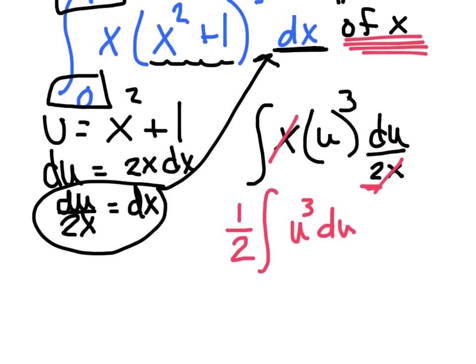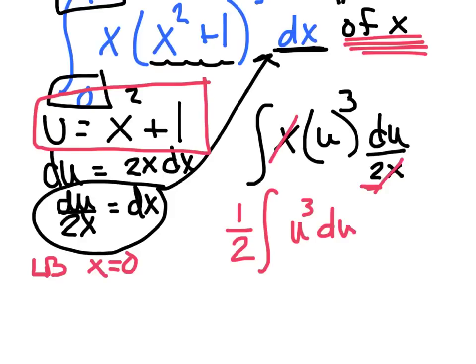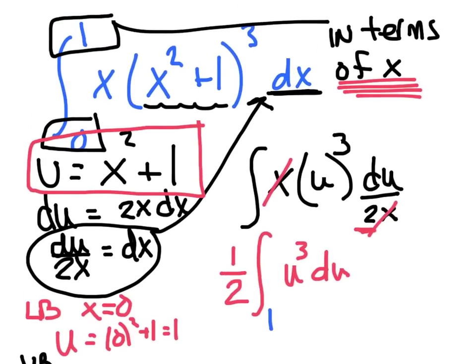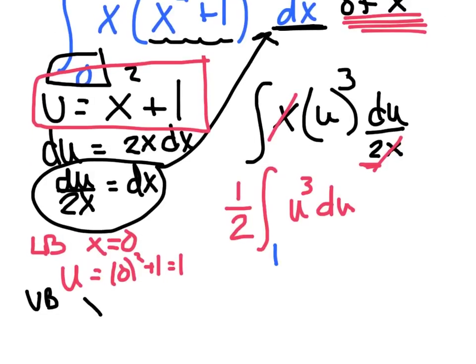Let's start with our lower bound. If x equals 0 is my lower bound, I just plug that into my u. So u equals 0 squared plus 1, u equals 1. That is now my new lower bound. Let's go get our upper bound. That was x equals 1. So I let x equal 1, plug that into my u function. u equals 1 squared plus 1, u equals 2. That is now my upper bound.